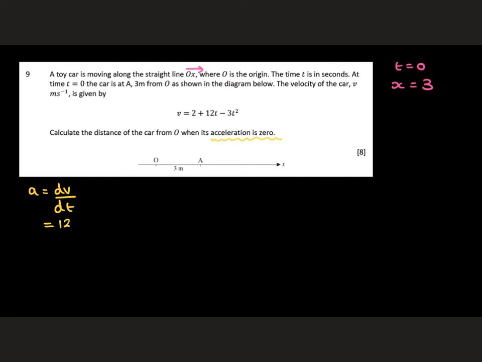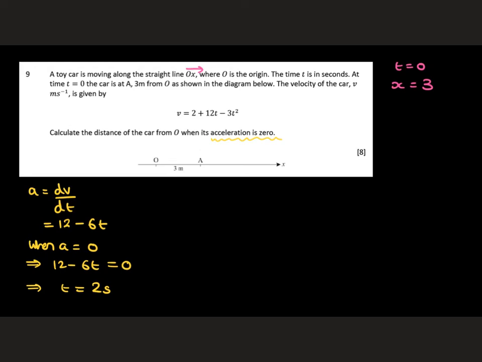Differentiating the velocity gives me 12 minus 6t. Now, when a is equal to 0, this tells me that 12 minus 6t equals 0, and this tells me that t is equal to 2 seconds. So this is the time in which we're working.